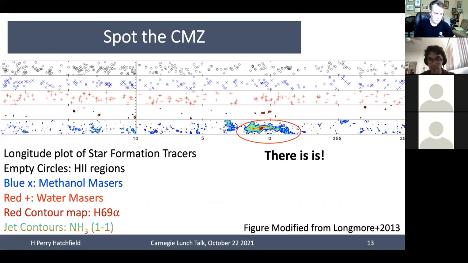There's this massive overdensity of high density gas, but there isn't really a corresponding increase in the star formation tracer prevalence in that region. This is a little bit curious. It's not that the CMZ doesn't have star formation, it's just not particularly standing out given this incredible reservoir of dense gas that it has.